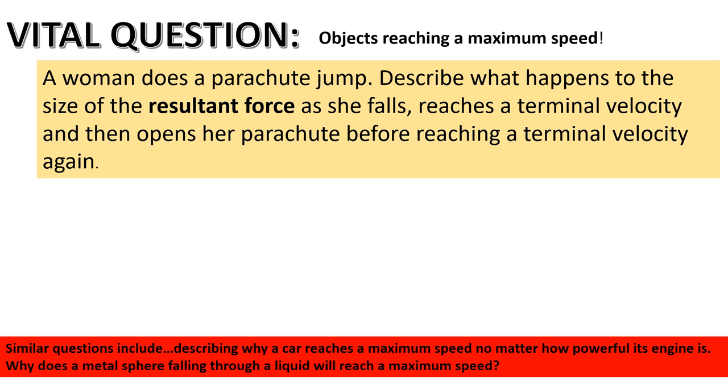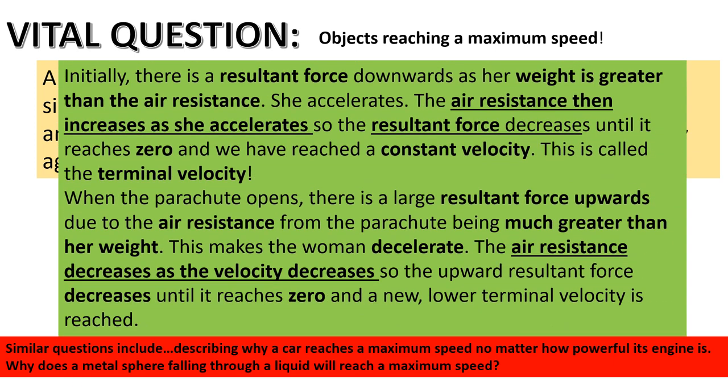Remember, initially you will accelerate in a parachute jump because there is a resultant force downwards. The air resistance acting on you will increase. There's a full explanation, and eventually that will mean until they balance, then the resultant force will be zero, so you'll fall at a constant speed. I'm not going to read through all this for you, but this is the kind of language you should be using in questions like that.